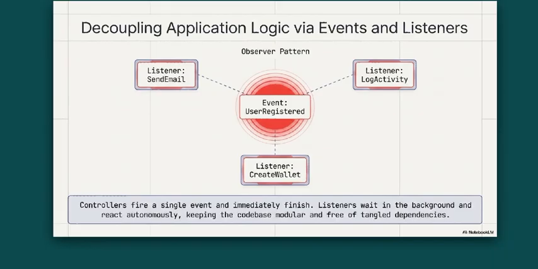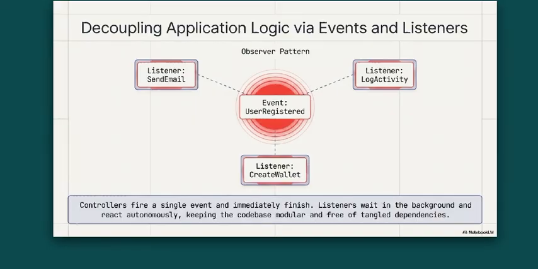It literally does not care if anyone is listening or what they do with the information. And who is listening on the other side? The listeners. The blueprint shows 3 separate autonomous classes tethered to that event: send welcome email, create Stripe profile, and log activity. Okay. These are independent files that sit in the background listening for that specific broadcast.